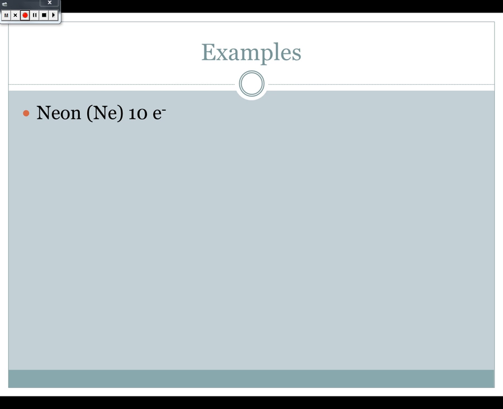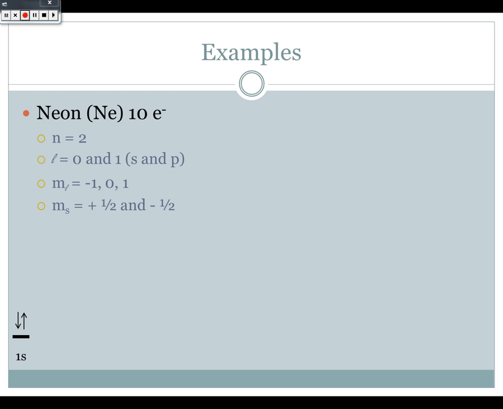So let's take an example. Neon has 10 electrons. n is going to be equal to 2, because it's in the second row. The l is going to be 0 and 1, so it has an s and a p orbital. m sub l is going to be from negative 1, 0, and 1, or just 0. And then m sub s is going to be plus a half or minus a half.